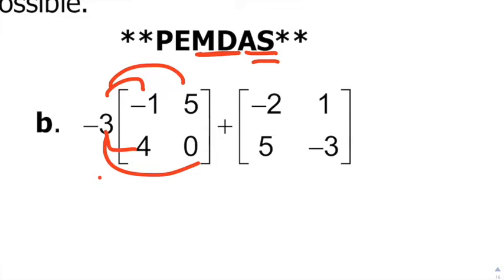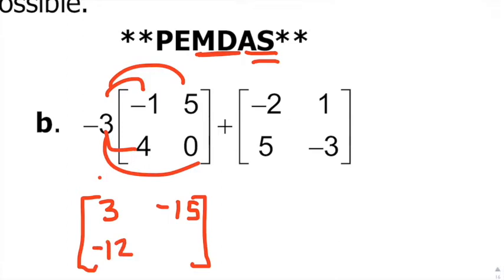So negative 3 times negative 1 for the top left element right there, that would be positive 3. Negative 3 times 5 is going to be negative 15. Negative 3 times 4 is going to be negative 12. And then negative 3 times 0 is 0. And then now we're going to add those to the elements of the second matrix that we had there.